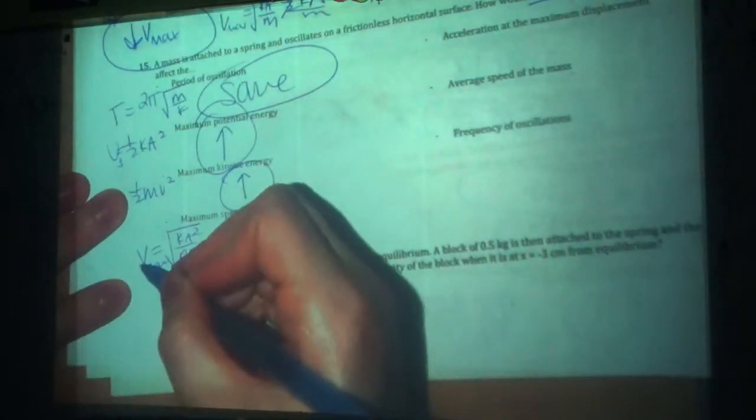And then the max speed of the mass, well, we came up with this equation. V max is the square root of k over m times A. So if I increase A, then I'm increasing the maximum speed. So this is going to go up. Another way to think about it is you just increase your kinetic energy. So in 1/2 mv squared, m is staying the same, but this increased, so that means that this velocity must have increased.